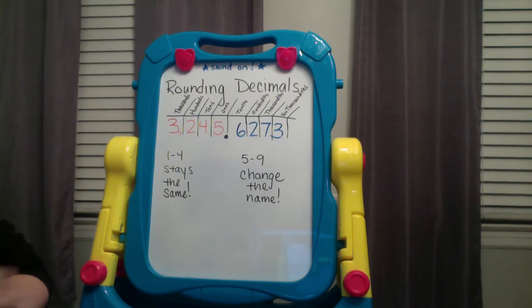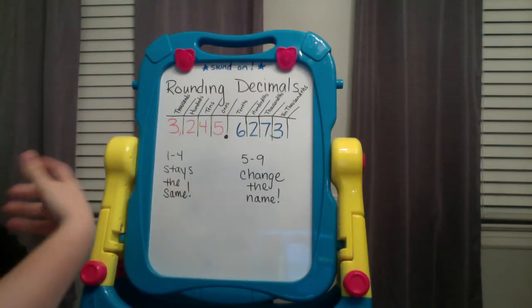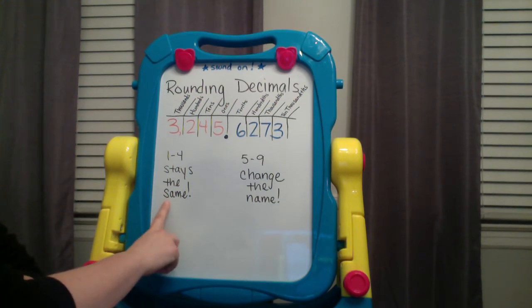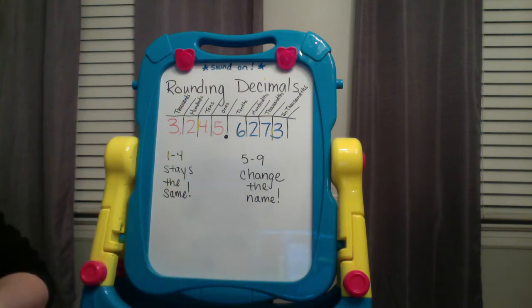Aside from place value, you also need to know the rule of rounding. And that is that if you're looking at a number to decide how to round, if that number is in the range of 1 to 4, your value stays the same. If the number is in the range of 5 through 9, we say change the name, but really it means round up. So let me give you an example.